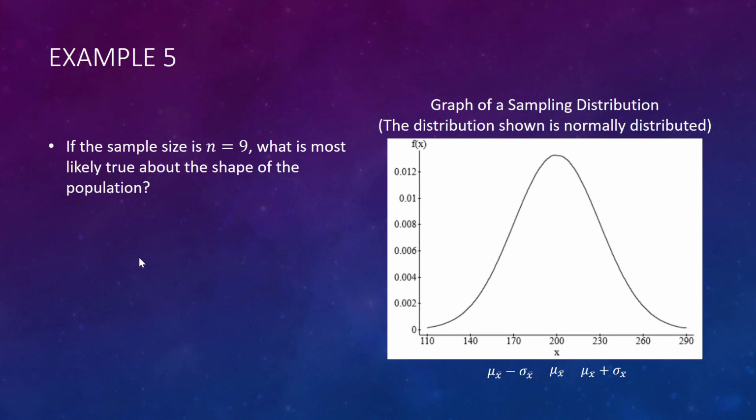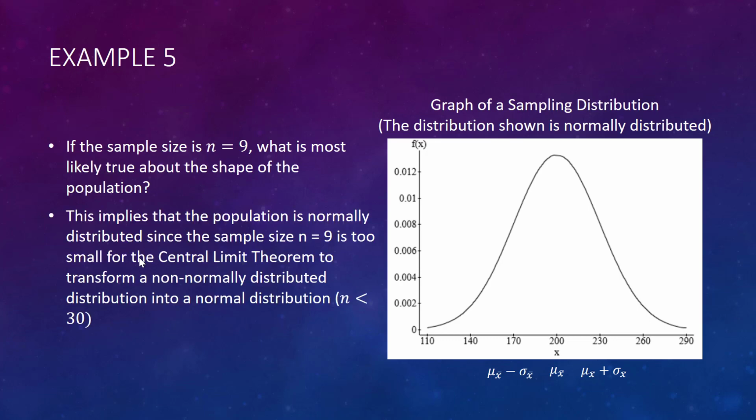If the sample size is n equals 9, what is most likely true about the shape of the population? This implies that the population is normally distributed, since the sample size n equals 9 is too small for the central limit theorem to transform a non-normally distributed distribution into a normal distribution.